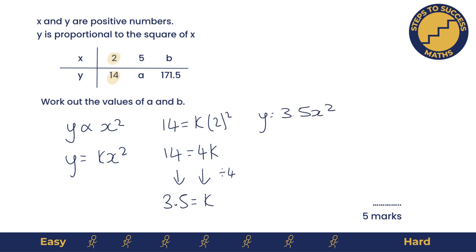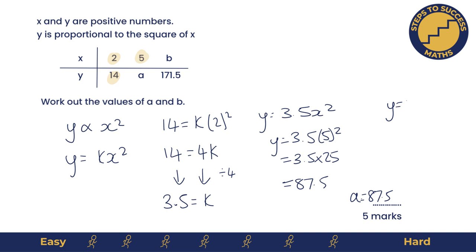Now let's look at the table. When x is 5, y is equal to 3.5 times 5 squared, which is 3.5 times 25, which is 87.5. So A is 87.5. And now let's find B. So y equals 3.5x squared.